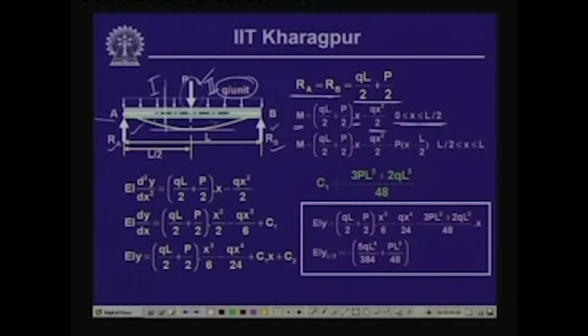Subsequently, if we take the other part, segment 2, if we cut over here and draw the free body of this part of the segment, which is at a distance of x, then the value of the moment is again RA times x, which is (qL by 2 plus P by 2) times x, minus qx square by 2 because of this uniformly distributed load, minus the effect of this concentrated load, which is at a distance of L by 2 from the 0 point. So, this is P times (x minus L by 2), and this is valid between L by 2 and L, so L by 2 is less than or equal to x less than L. So, these are the two expressions for the bending moment at two different segments.